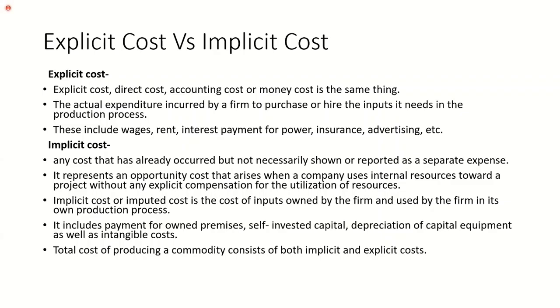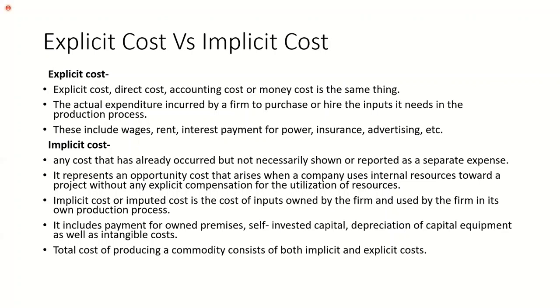For example, for land, you would pay rent. For labor, you would pay wages. For capital, it's interest. Apart from that, insurance, advertising, and so on. These direct monetary costs will come under explicit costs.